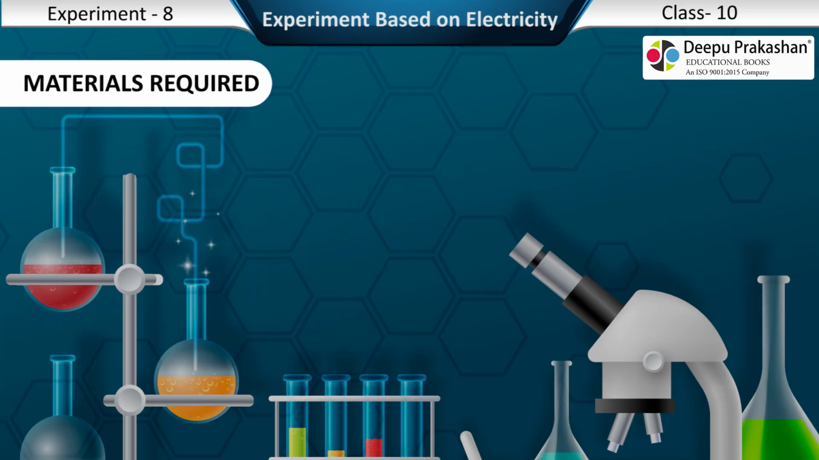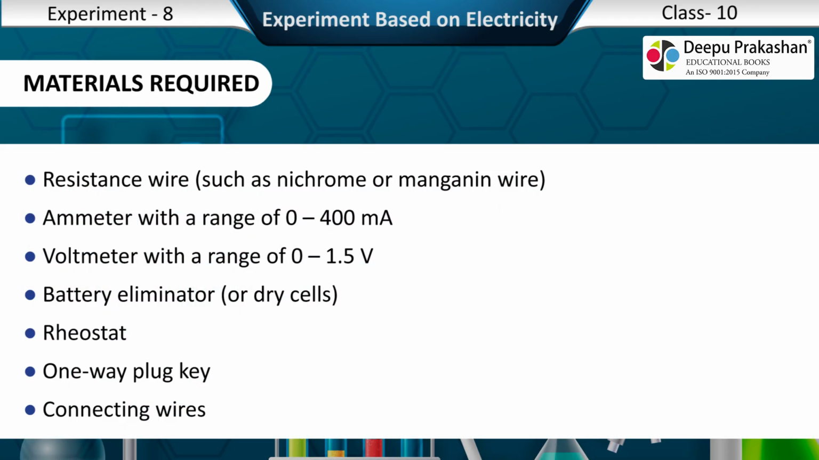Materials required: Resistance wire, such as nichrome or manganese wire. Ammeter with a range of 0 to 400 mA. Voltmeter with a range of 1.5 V. Battery eliminator or dry cells. Rheostat. One-way plug key. Connecting wires.